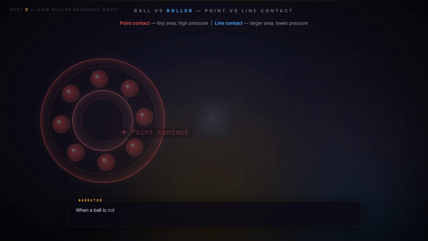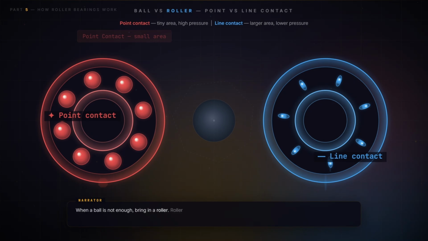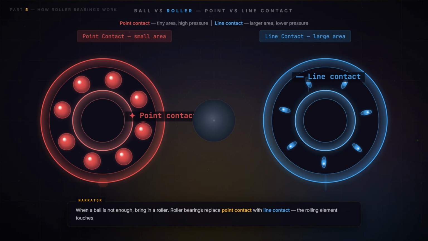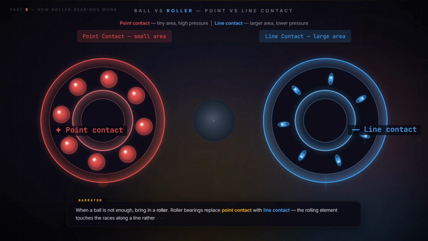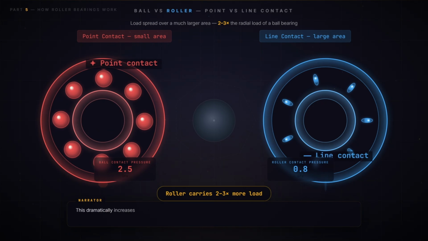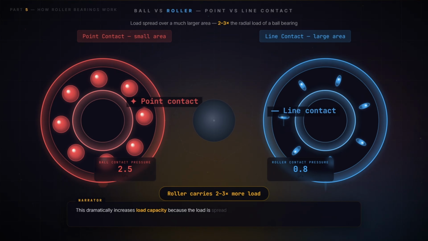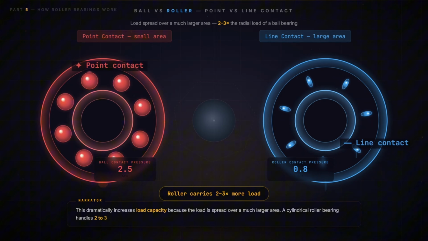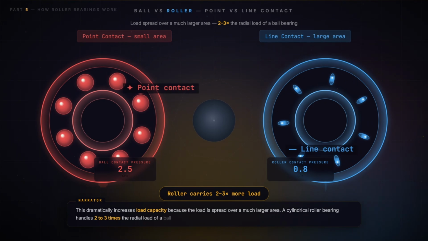When a ball is not enough, bring in a roller. Roller bearings replace point contact with line contact. The rolling element touches the races along the line rather than a single point. This dramatically increases load capacity because the load is spread over a much larger area. A cylindrical roller bearing handles 2 to 3 times the radial load of a ball bearing of the same size.